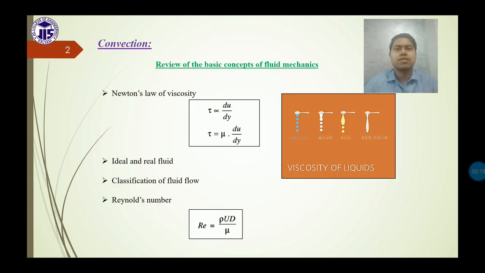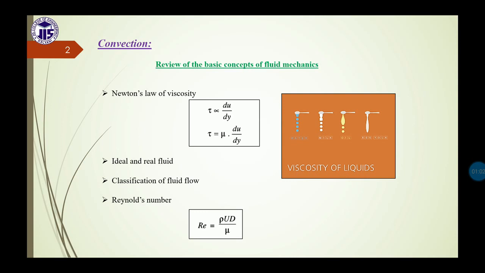So earlier we have discussed what is convection. It is the transfer of heat within a fluid by mixing of one portion of the fluid with another. And convection can be classified into two: natural convection and forced convection. Now, before going into the details of convection, we need to first revise our basic concept of fluid mechanics, because the basic concept of fluid mechanics needs to be very much clear to us before going into the details of this lecture, convection.